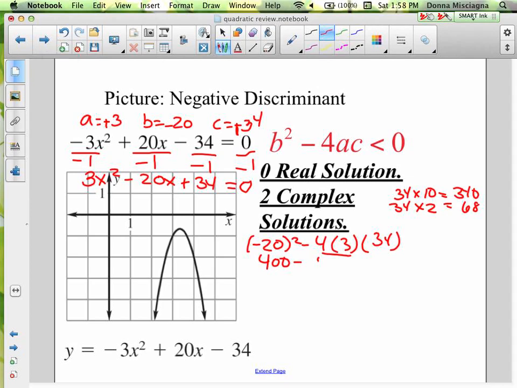So that's just a little trick there. You can break it up when you're multiplying a number that's maybe a little too hard to do in your head. I can break 12 into 10 and a 2. Right, so 10 34s plus 2 more 34s gives me 12 34s. All right, so 400 minus 408, that's going to be a negative 8. And negative 8 is indeed less than 0. So now we have 2 complex solutions.